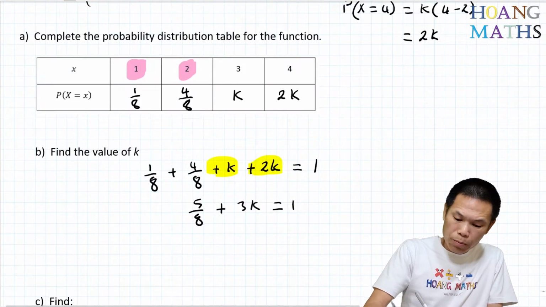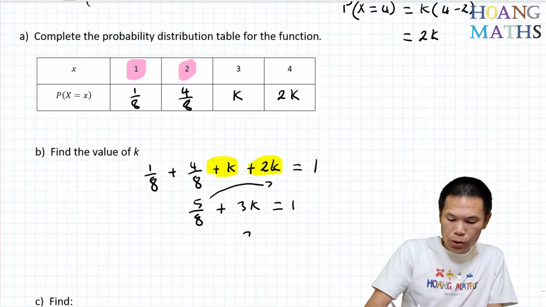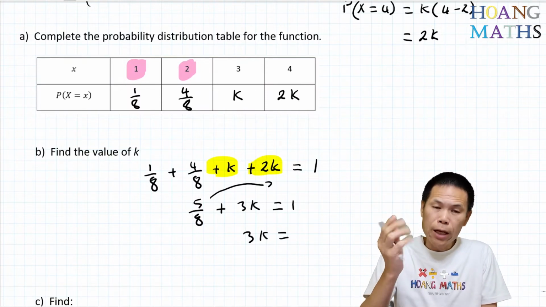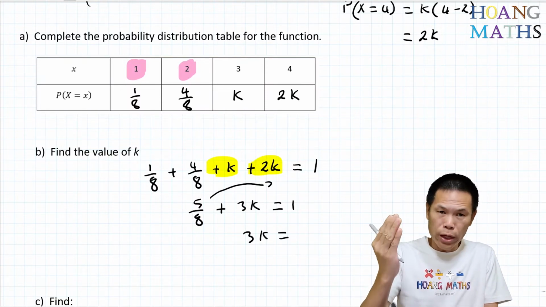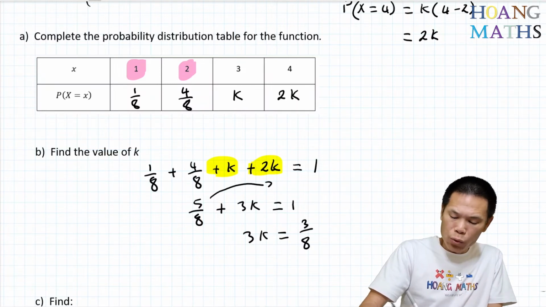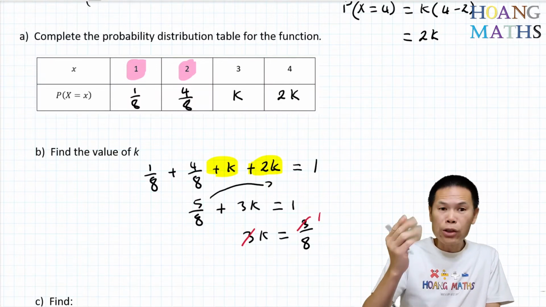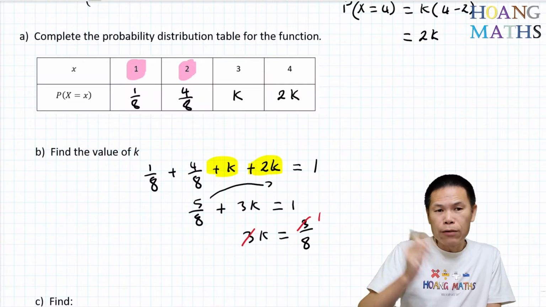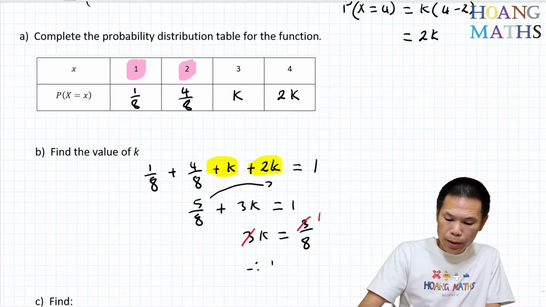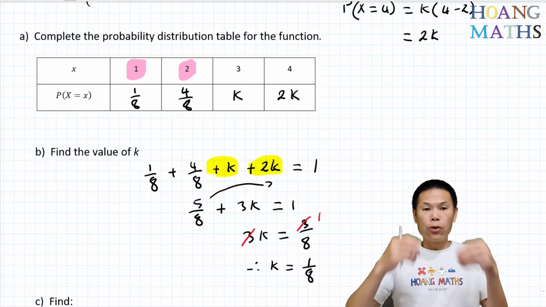So let me just move this to that side. 3k must equal 1 minus 5/8. So 1 minus 5/8 is 3/8. Otherwise, just put that on a calculator. If I divide by 3 on both sides, that cancels out and gives me 1. Otherwise, you can just go 3/8 divided by 3. You should get 1/8. So therefore, k is 1 over 8. So there you go.